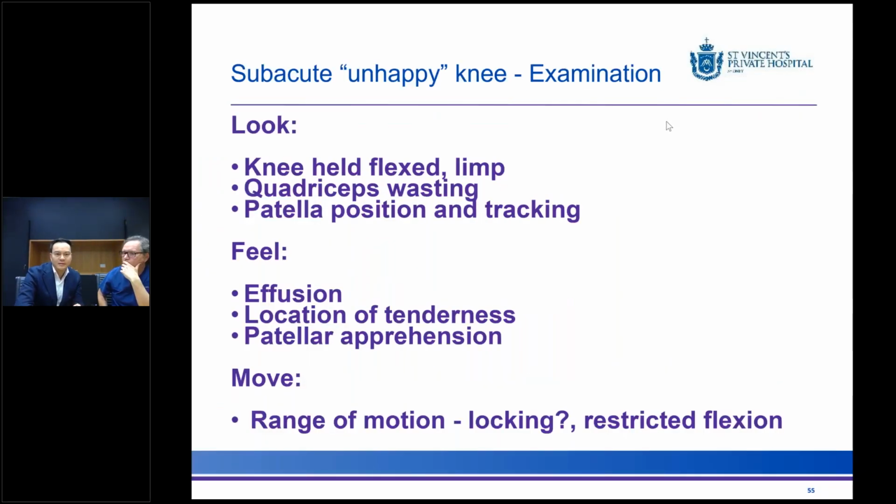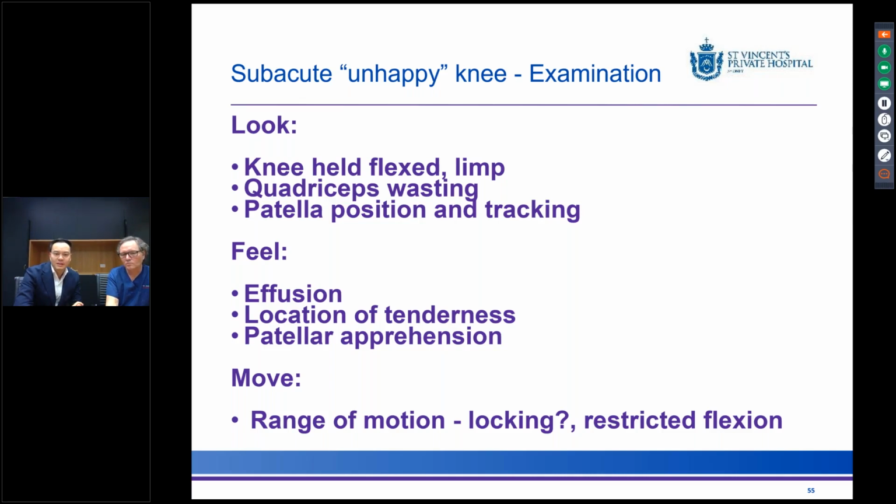So in this scenario, the relevant findings we would be looking for is looking at the knee held flexed. The patient has a limp. Now we've put quadriceps wasting down here, but that might be a couple of weeks before that starts to show. We want to look at the patella position and the tracking of the patella. There's usually a bit of effusion. We want to know specifically the location of the tenderness relating to the anatomical structure.